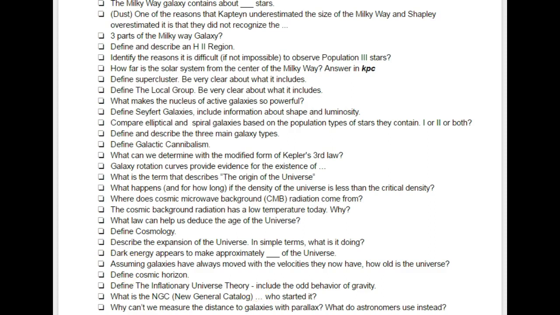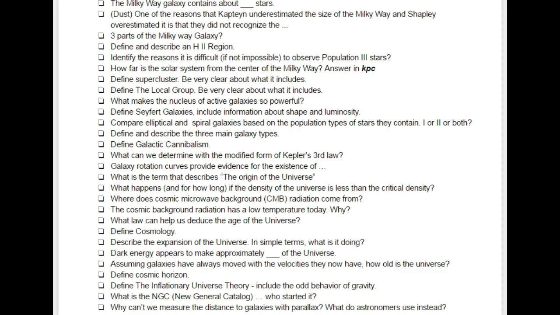And what is the NGC, or the New General Catalog, and who started it? And that is a list of stars and galaxies and other astronomical bodies that was initially started by Herschel.